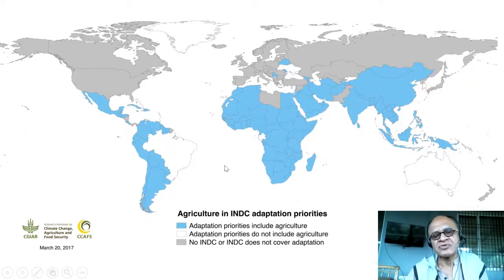Looking in terms of the Paris Agreement, there are many countries which include agriculture in their intended nationally determined contributions, which now is just reduced to nationally determined, not intended anymore. Monitoring, verification and reporting is going to start very soon on the commitments made by these countries. So these are the countries in blue that have explicit adaptation priorities that include agriculture. Other grey countries have either no NDC or an NDC that does not cover adaptation.